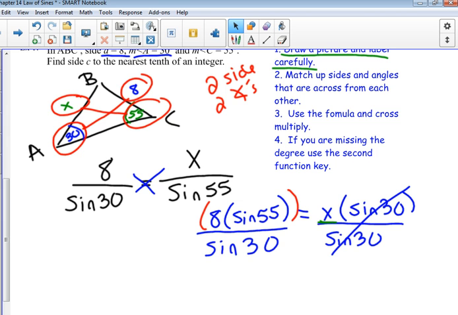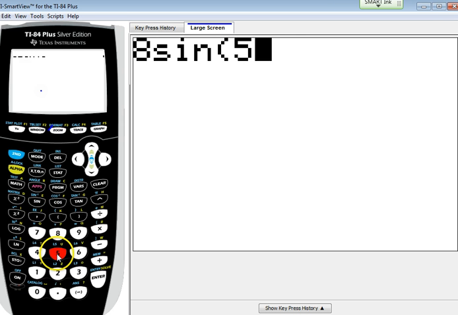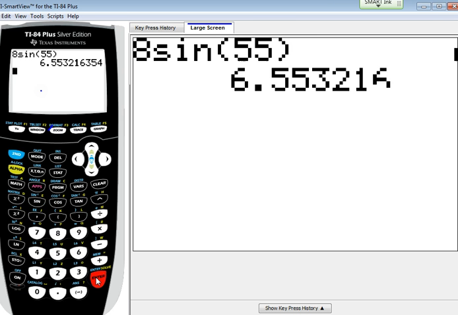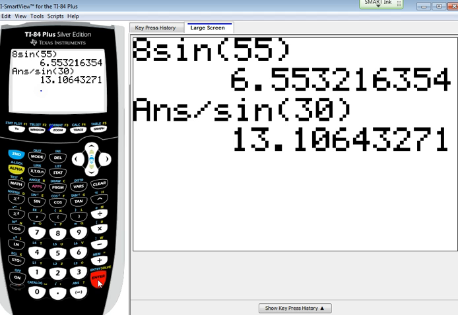Alright, so 8 times sine 55. Make sure you are in degree mode too. Okay, and enter, divide by sine 30. Oh, yours worked when I did it? Okay. That's okay, I separate it just because I don't trust the calculator with anything. How did everybody do? 13.1? Yeah.